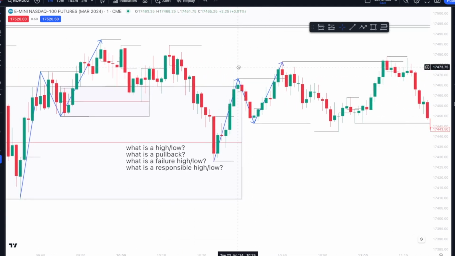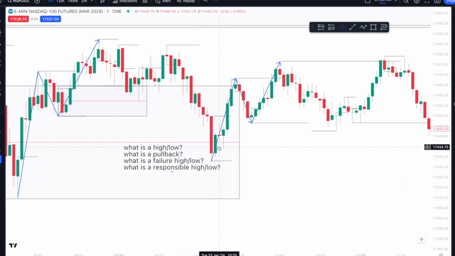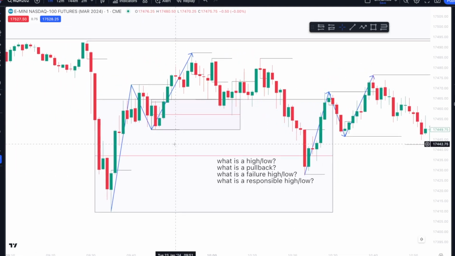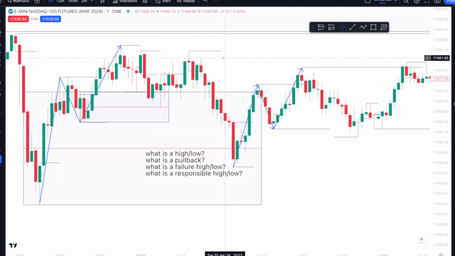Like this right here. We have a low that price came from. We have a low that the high came from. The high sends price and it fails to run it. So this is a failure high. And what is a responsible high and low? A responsible low is a low that succeeds at running the high it came from, and a responsible high is a high that succeeds at running the low that it came from.